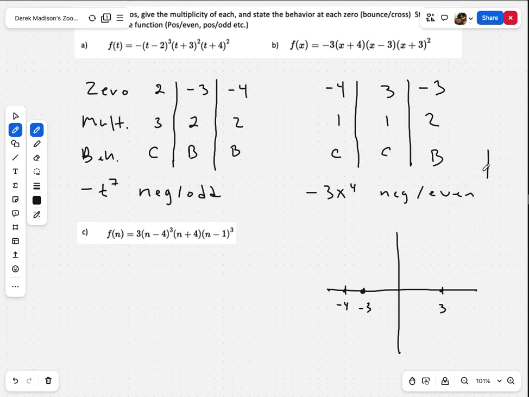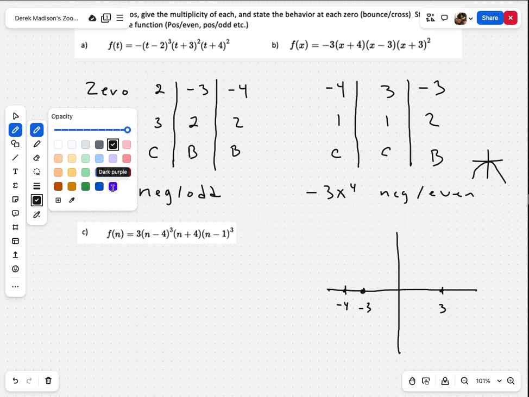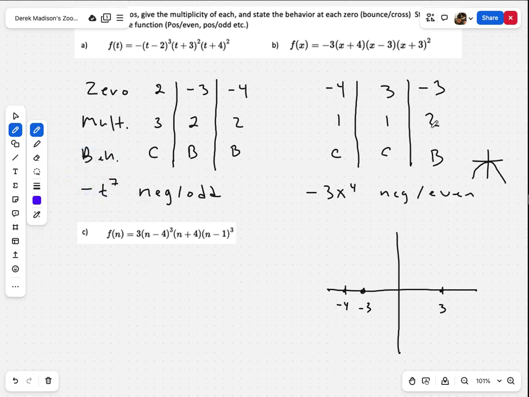It's negative even, which means it should end up looking something like that. In other words, it's going to come in from negative infinity and leave out negative infinity. At negative 4, I'm going to cross. Change colors here. And at negative 3, I'm going to bounce. So we're going to cross on negative 4, bounce off of negative 3, and then come back and cross on 3. So that's how we're going to tie all that information together. If we know which way it's coming in, where it's going to cross or bounce, we can have a graph of the function.